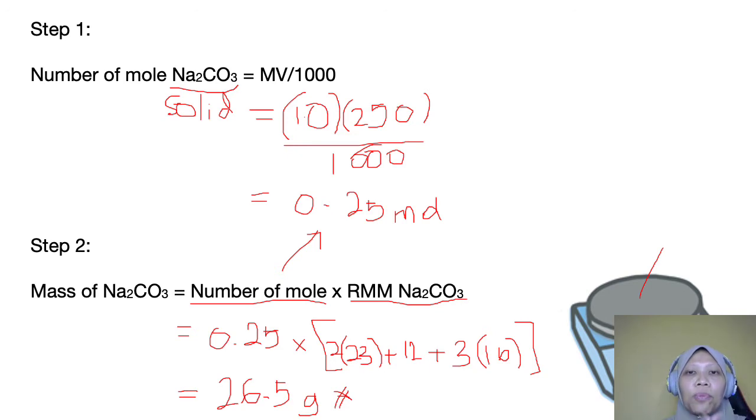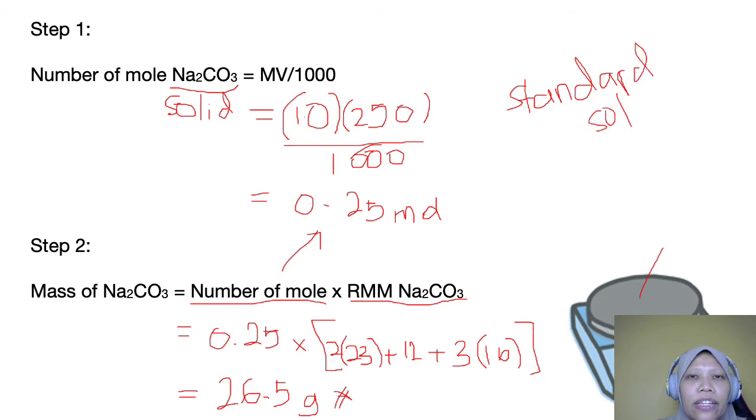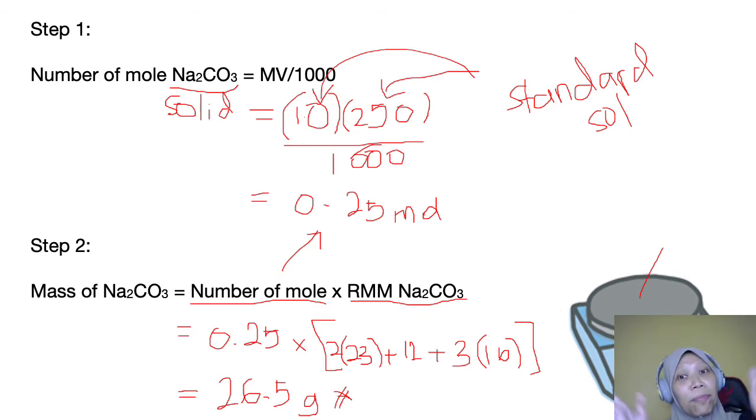Okay, sekarang bila you dah campur dengan air sehingga 250 cm3, so maka terhasillah your standard solution. Standard solution. Okay, so standard solution kita nak prepare tadi apa? Iaitu concentration dia 1.0 mol dm-3 sebanyak 250 cm3. So this is our standard solution. So kita dah siap. Dah siap dah standard solution. So apa yang kita nak buat seterusnya?